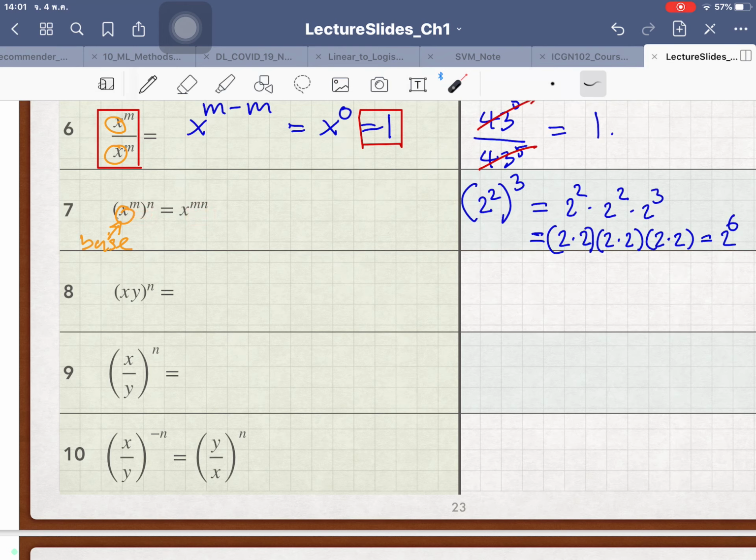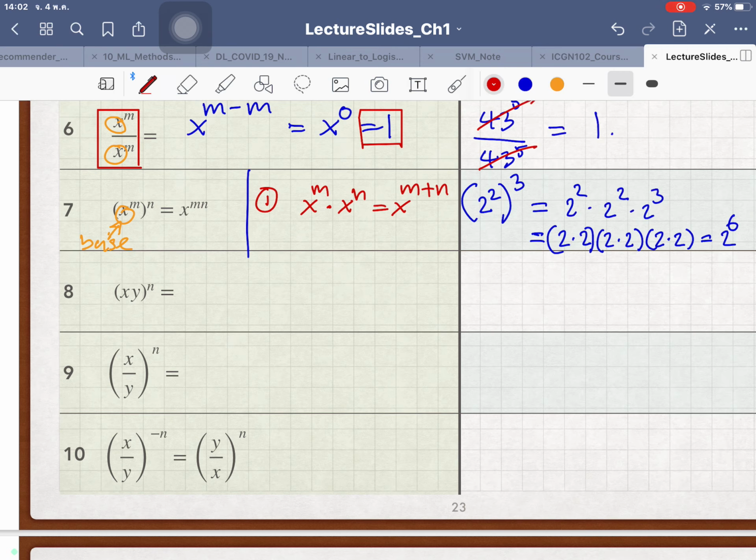Here, don't be confused with rule number 1. In rule number 1, you have 2 terms, but with the same base. In that case, you just add up the powers together. Usually people are confused between these two rules. So when you use the rule, use it very carefully. And then let's move to the next rule.